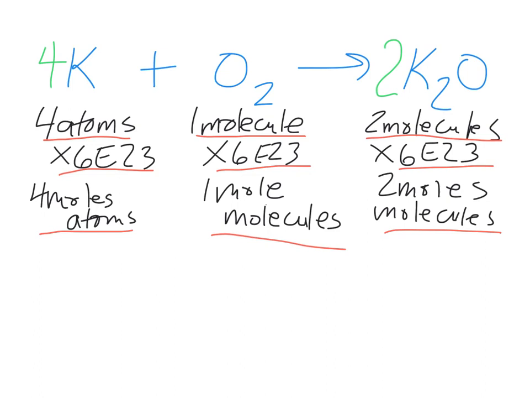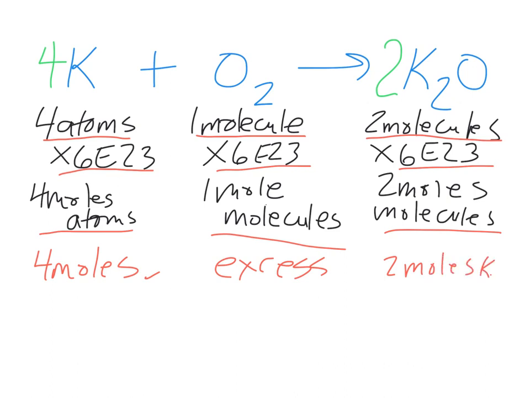So these are the moles that are reacting with each other to produce the moles of product. I want to also introduce an idea that if I had 4 moles of potassium and an excess, more than enough oxygen available for the potassium to interact with, then I would produce 2 moles of K2O, or potassium hydroxide. But let's change the numbers a little bit.